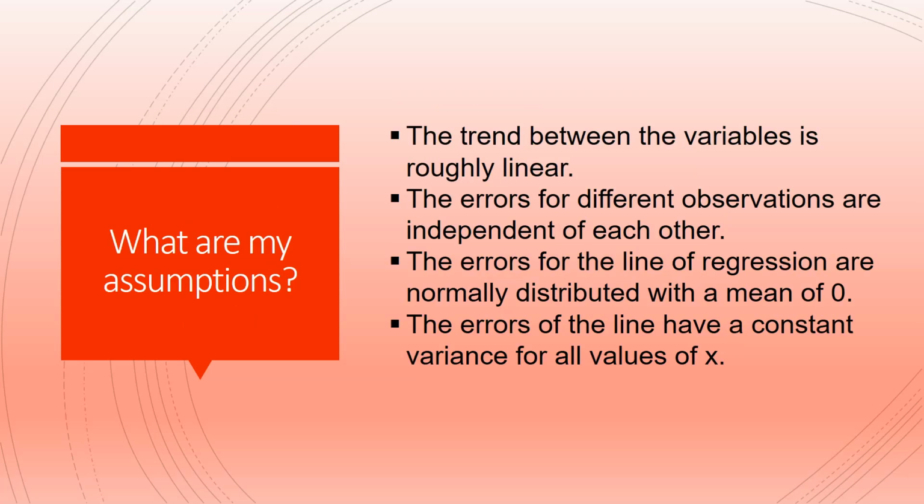So the assumptions we make is that the trend of the variable is linear. So we can kind of see that in the previous slides, the linearity of the data. The errors are independent of each other. The errors have a normal distribution with a mean of 0, which is what we just assumed previously, and the errors have a constant variance.